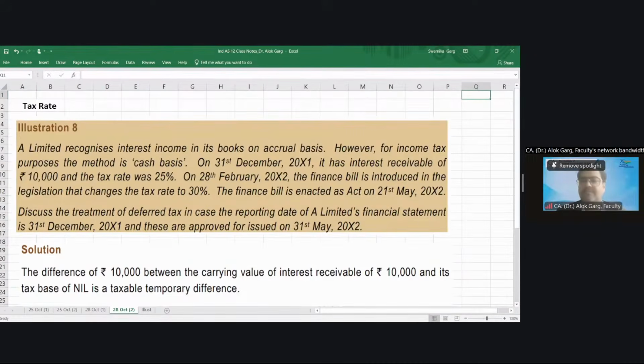Salendra, is that clear? Yeah. Sachi, is that clear? Yes, sir, clear.